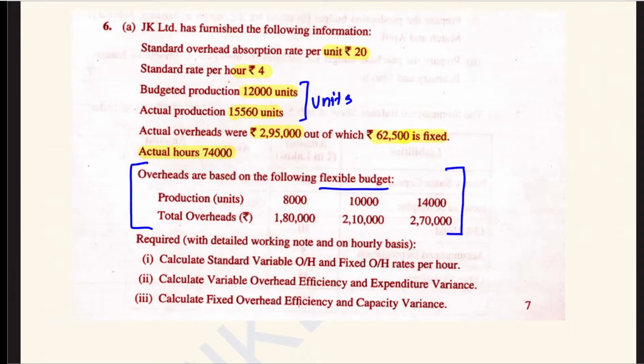Then they have asked, required with detailed working notes and on hourly basis, calculate standard variable overhead and fixed overhead rates per hour. So in the first sub question, nothing about the variances. Then calculate variable overhead efficiency and expenditure variance. So the second question is about variable. And the third question is calculate fixed overhead efficiency and capacity variance. Again, the third question is fixed.